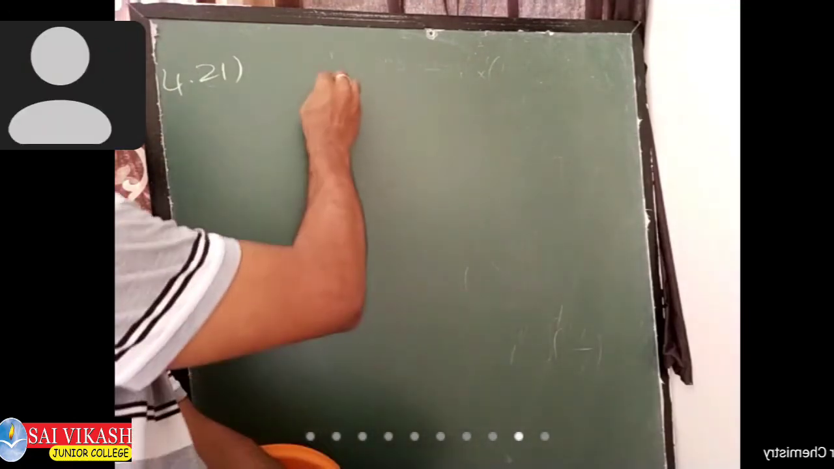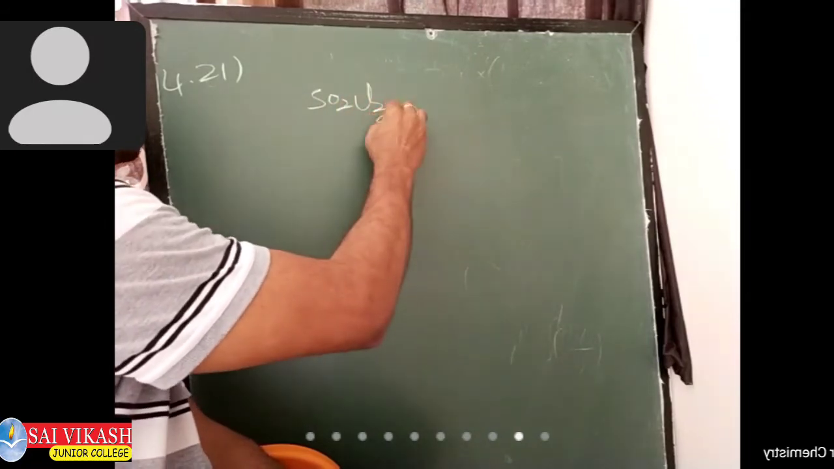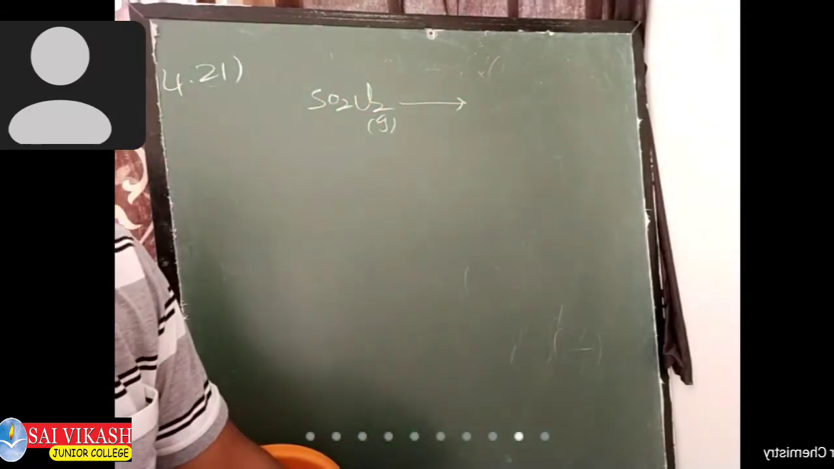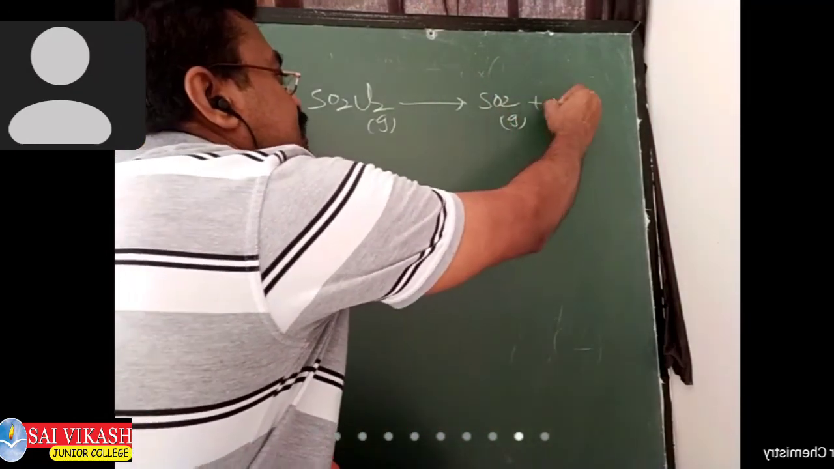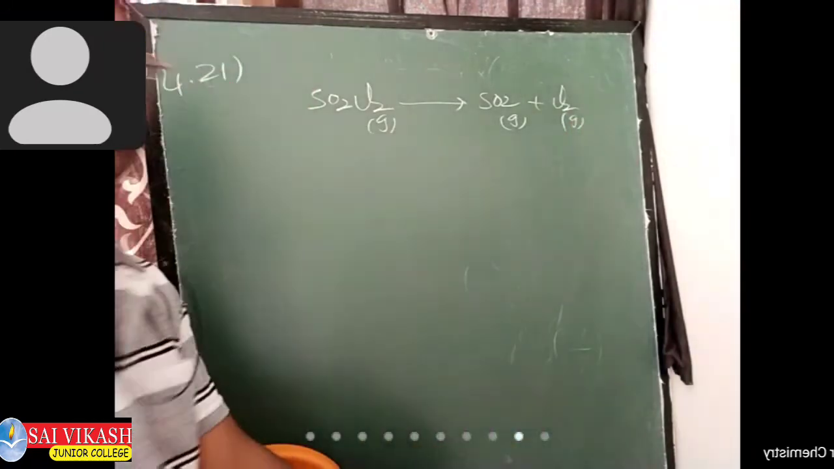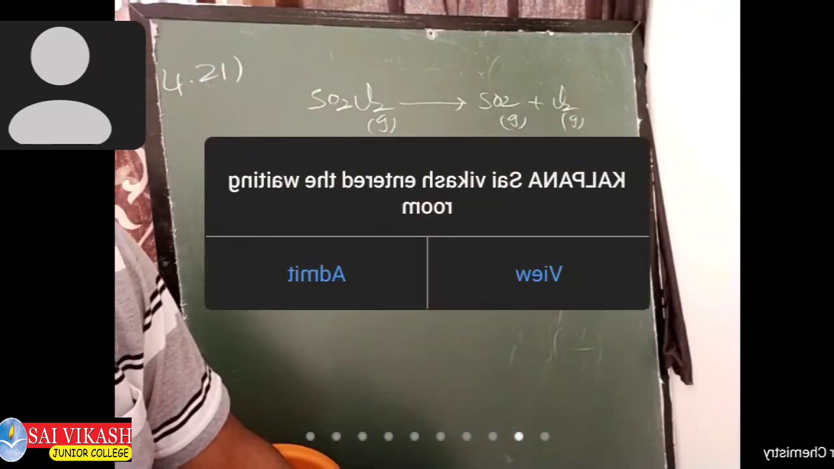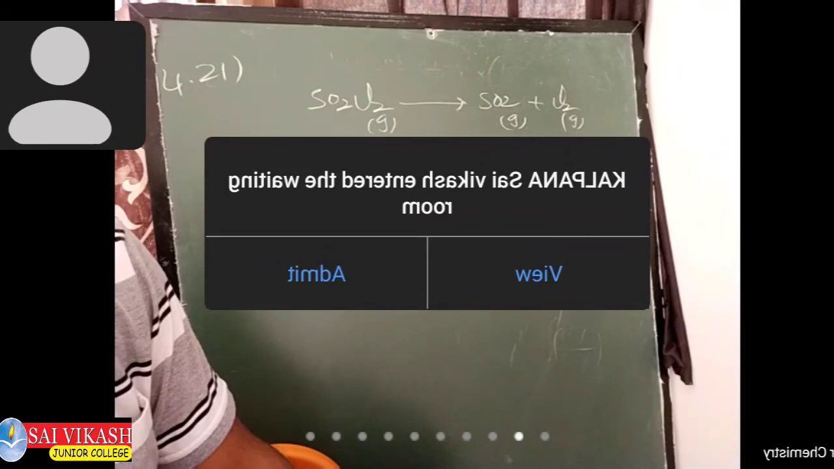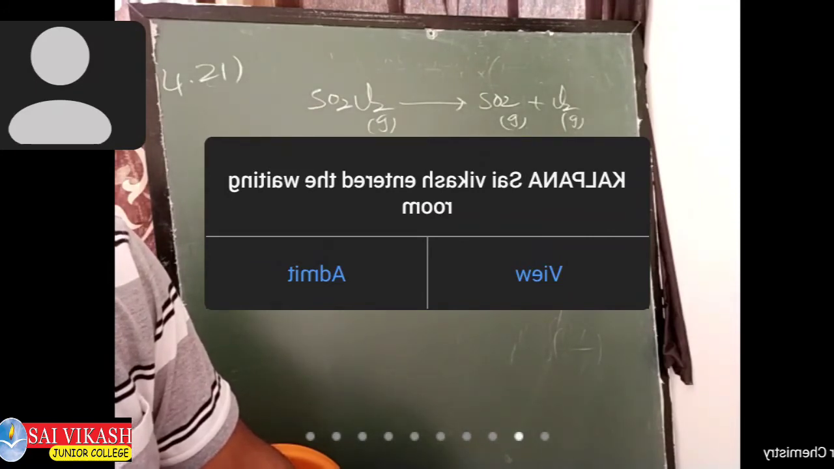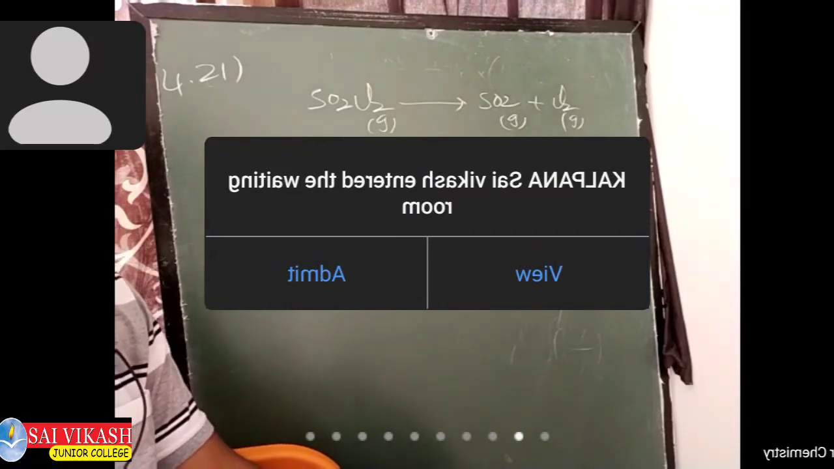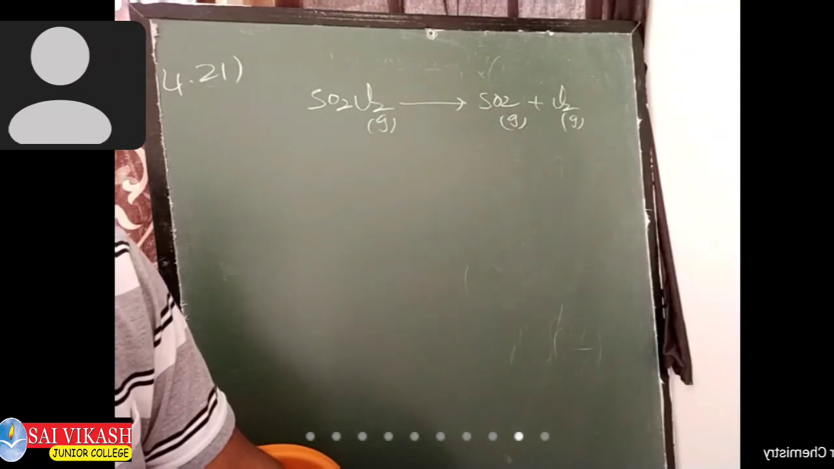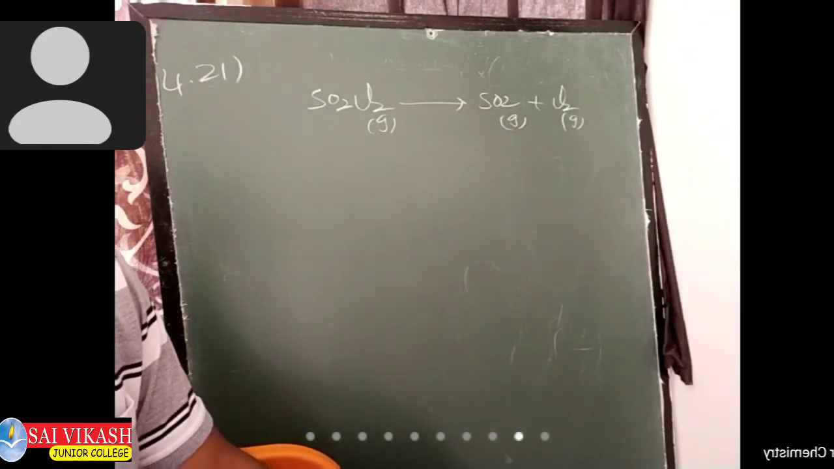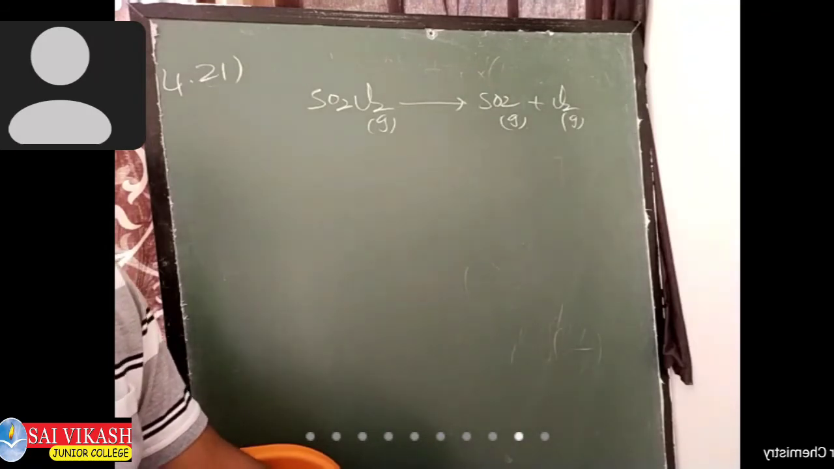Yeah, see this. What they have given: SO2Cl2 gives SO2 plus Cl2. SO2 gas plus Cl2 gas is given. Experiment number 1 and 2, the table values are given. Calculate the rate of the reaction when total pressure is 0.65 atmospheres. See, the rate of reaction is needed, total pressure is 0.65 atmospheres. So this is the reaction rate they are asking.